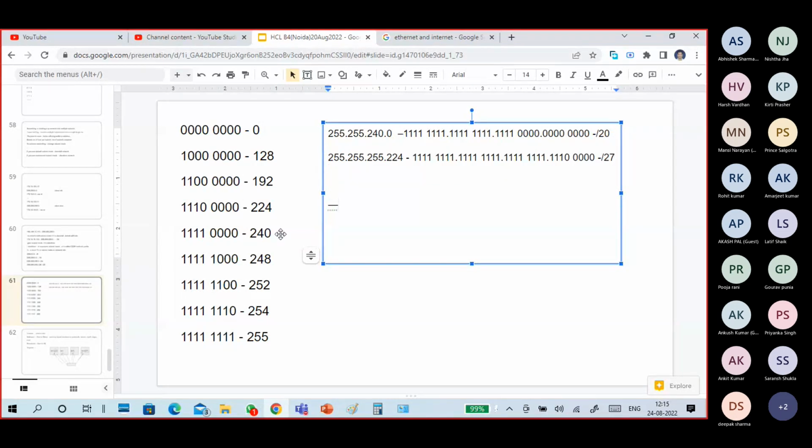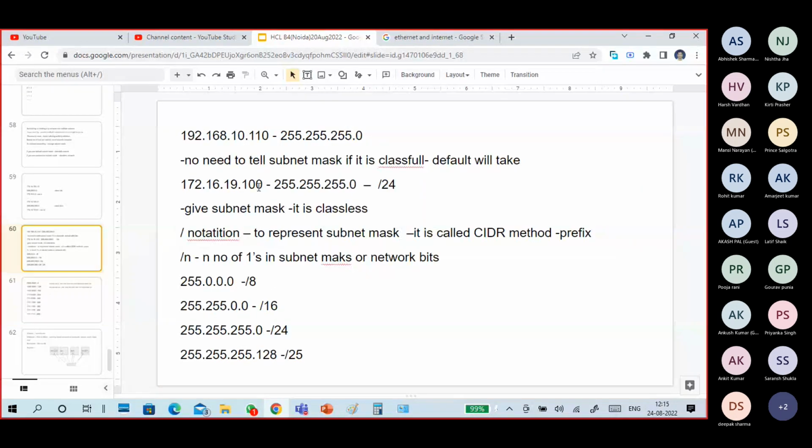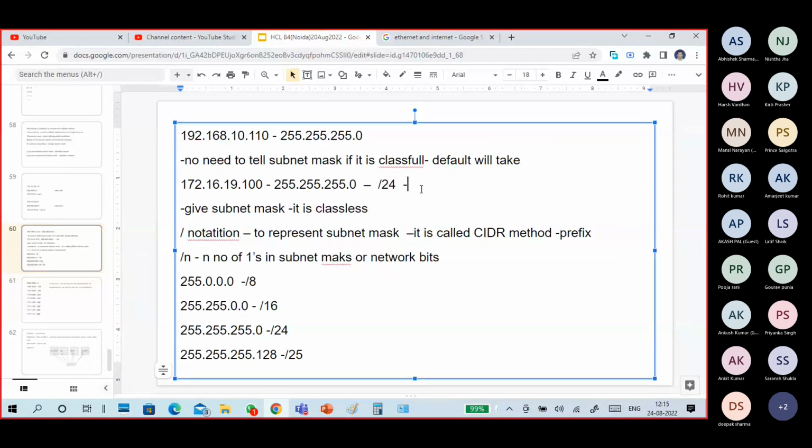Writing an IP address is also important. Same IP address, I will write like this: 172.16.19.100/24. You can write it like this also using slash notation. Even this one: 192.168.10.110/24. So this /24 is a prefix representing the subnet mask. Instead of writing a subnet mask, you can use slash notation.